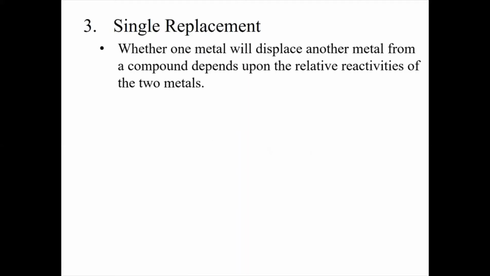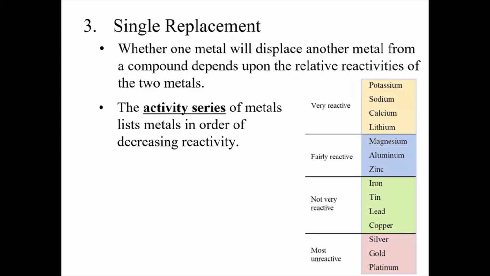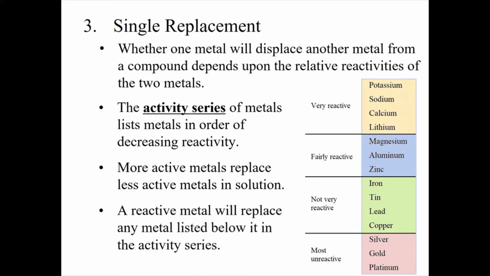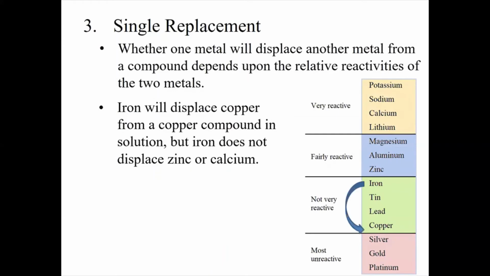Now, whether or not one metal will replace another metal from a compound depends upon the relative reactivities of those two metals. So here lists the activity series of metals, which ranks the metals from most reactive to least reactive. Potassium and sodium are the most reactive metals. Silver, gold, and platinum are the least reactive. Since more reactive metals can replace less active metals in solution, any reactive metal will replace any metal listed below it in this activity series. So for example, iron can displace copper from a copper compound in solution, but iron cannot displace zinc nor calcium.